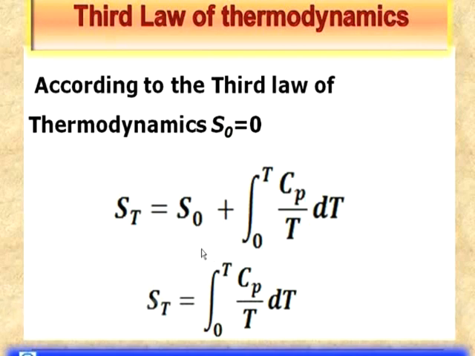This led to the suggestion by Max Planck that we can consider the molar entropy of a pure perfectly crystalline substance at absolute 0 of temperature as 0. With this, S0 becomes 0, and that is how you can evaluate the molar entropy of a substance at a particular temperature using the expression integral from 0 to T of Cp by T dT. But now the question arises: how to evaluate this expression?